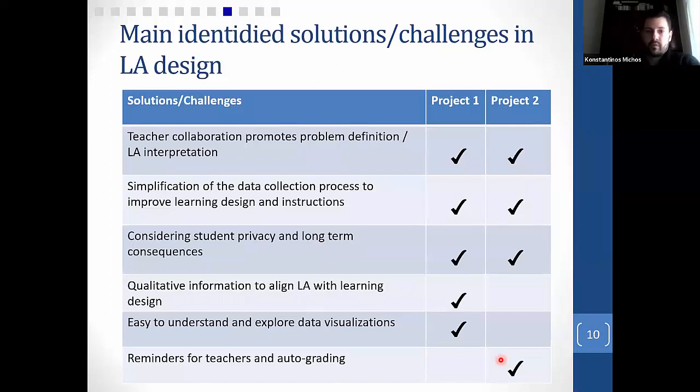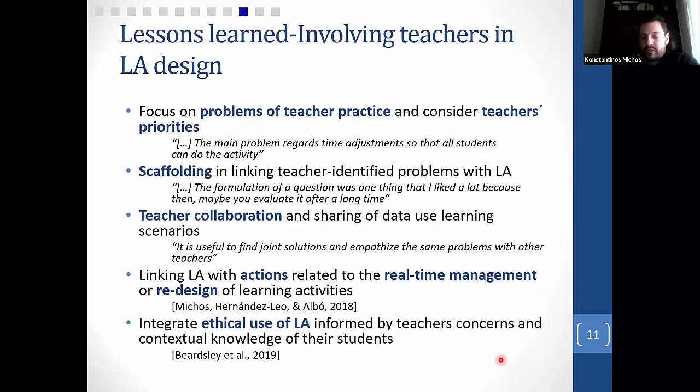So what we take from all this analysis is that although we involved teachers in teacher professional development programs and in completely different cases, we identified some common issues that we formulate as lessons learned for involving teachers in learning analytics design. We here provide some additional evidence for these points and some other references that link to this evidence.